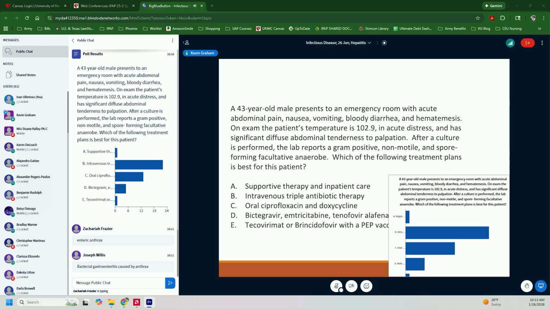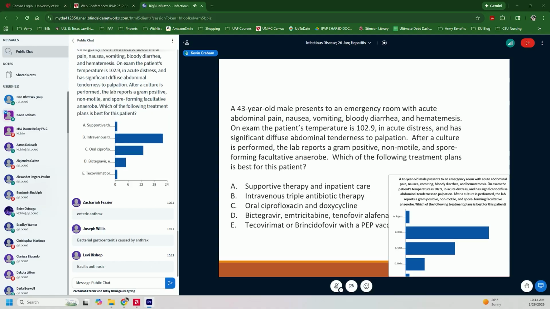Charlie is oral Cipro and Doxy. Does Cipro and Doxy play a role in intestinal anthrax? Does it play a role in intestinal anthrax? That's the question.